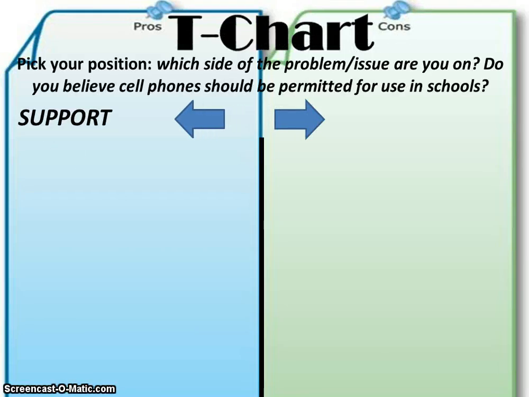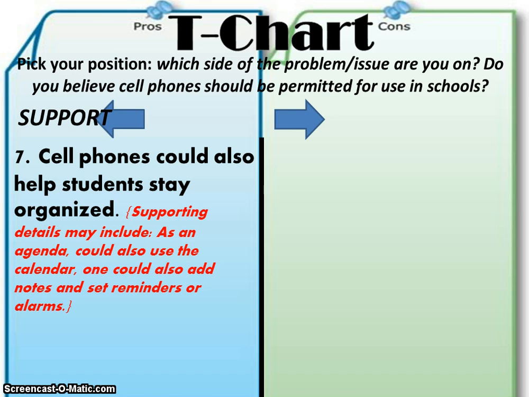Okay, something else we might want to consider if we support having cell phones in the classroom. Cell phones could also help students stay organized. I really like this reason because we can come up with a lot of supporting details. You could talk about using it as an agenda, using the calendar, putting our assignments in a calendar. One could also add notes and set reminders or alarms, maybe to remember to study for a test or a quiz, to remember to meet a teacher after school. How many times have I asked you to come for extra help and you say that you've forgotten? So there's a lot of supporting details I can come up with for that reason.